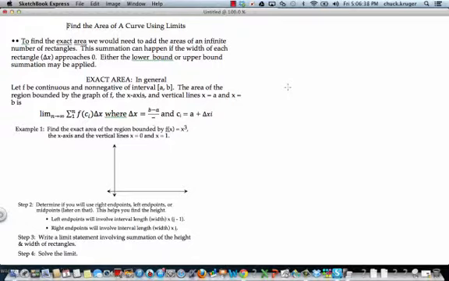So what you're going to do is take the limit as n goes to infinity, where n is the number of rectangles. It's going to be the summation, because you're going to add up all the areas, and the areas are computed as f of c sub i times delta x. Delta x is b minus a over n, where c sub i is equal to a, my first number, plus delta x times i.